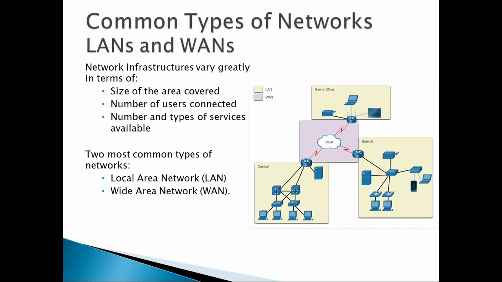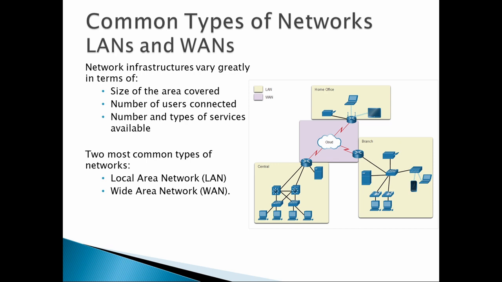Then we have common types of networks. Two common types of networks are the local area network and the wide area network. Network infrastructure varies greatly in the size of the area covered, the number of users connected, and the number and types of services available. The size of the area covered is less in LANs than in WANs. A LAN covers a small area, a WAN covers a large area. And the number of users connected in LANs is less than in WANs, of course, because it covers less area, so the number of users using the network should be less. Then the number and types of services.